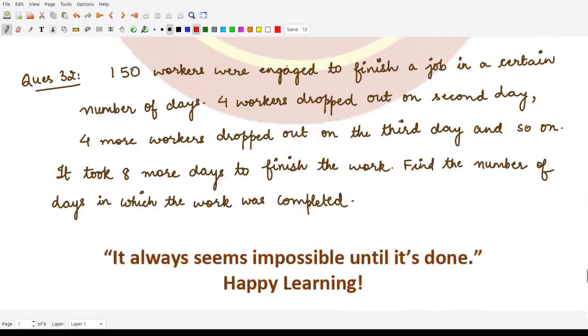Let's see the question. 150 workers were engaged to finish a job in a certain number of days. 4 workers dropped out on the second day, 4 more workers dropped out on the third day, and so on. It took 8 more days to finish the work. So we need to find the number of days in which the work was completed.